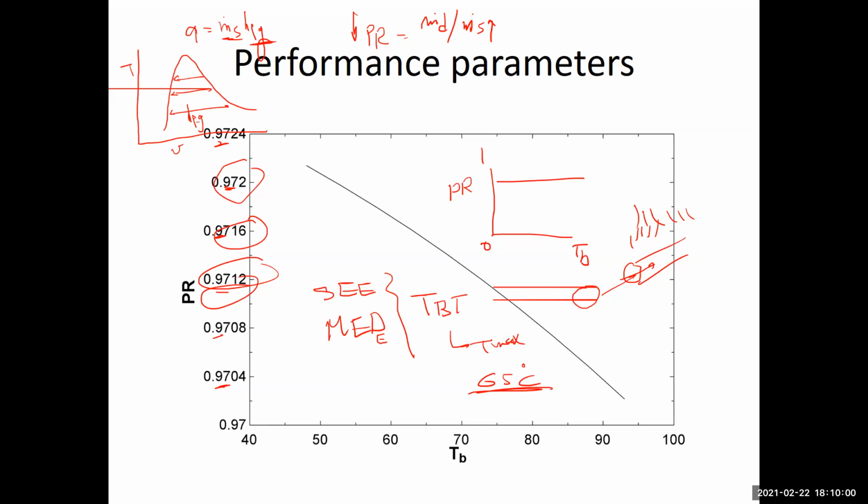So there is a limit to the temperature, not only because the PR reduces slightly with temperature, but mainly because we cannot spray hot seawater on the outside surface of a metallic tube. Why is that? Because it's going to immediately result in scaling.